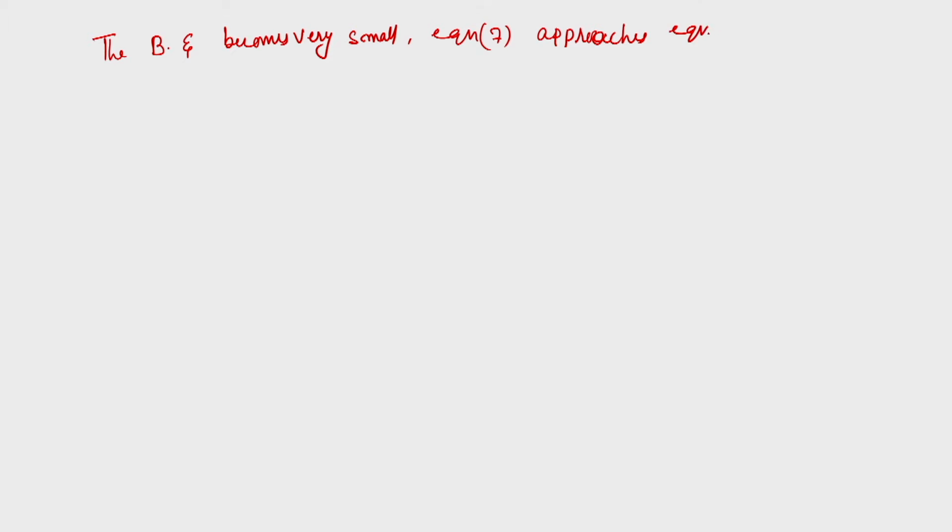And you will find that when the product b into epsilon becomes very small, equation 7 approaches equation 6, almost equation 6, not completely.